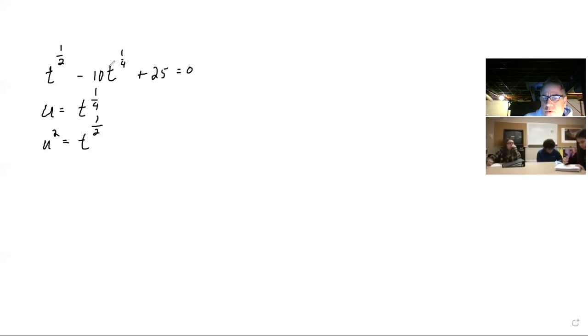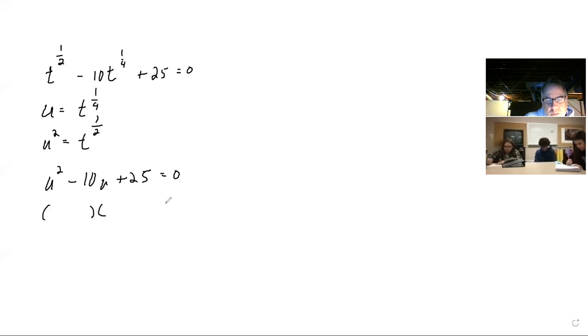So let u go to the middle. Let u equal that variable to whatever power and square both sides. And what you should end up with is on the leading term, u squared will be exactly that. So you can make the substitutions. You're going to have u squared minus 10u plus 25 equals 0.